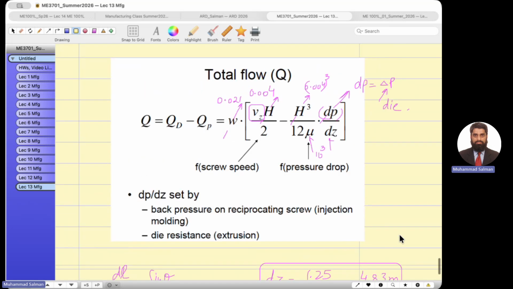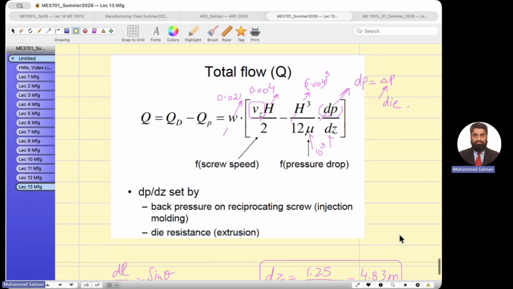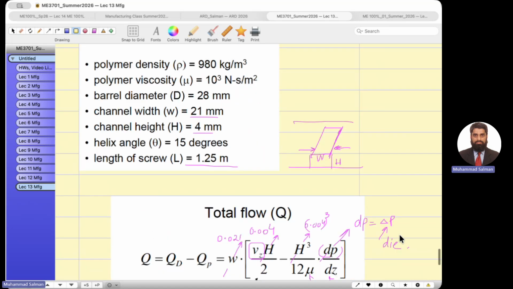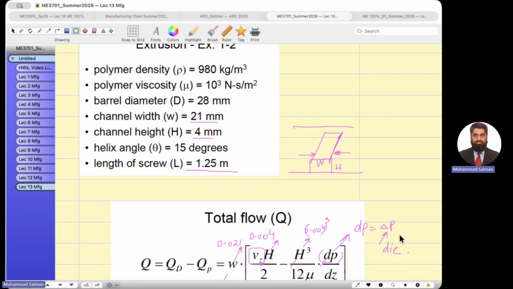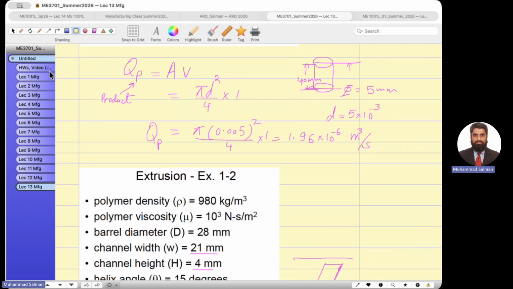Okay, now what is left? I think everything is given except Vz and Q. How will you find out Q? You already know that Q equals 1.96. Let me show you over here. I think we found this 1.96. Let me write down here. It is the same flow inside the screw.